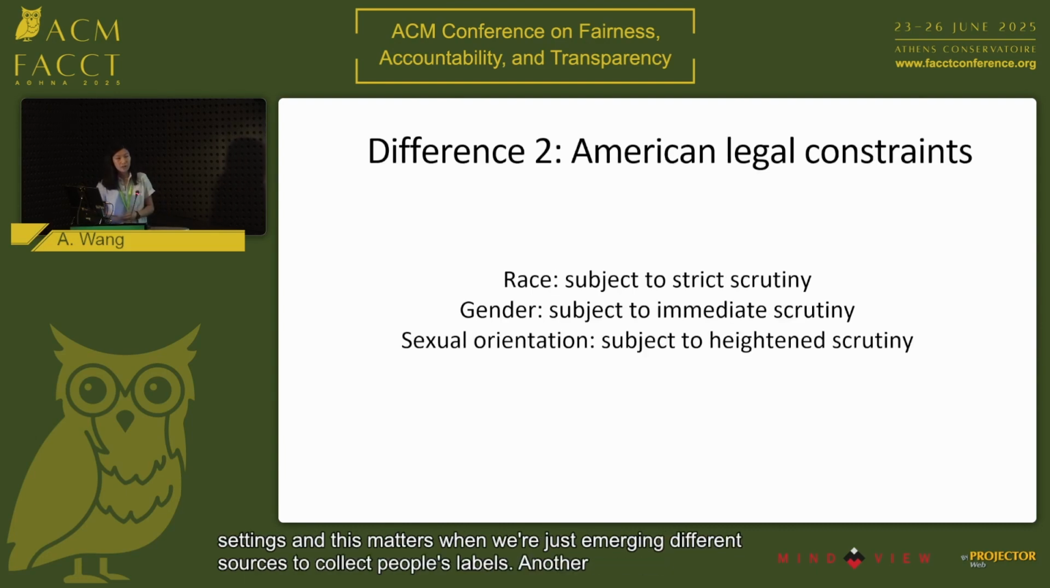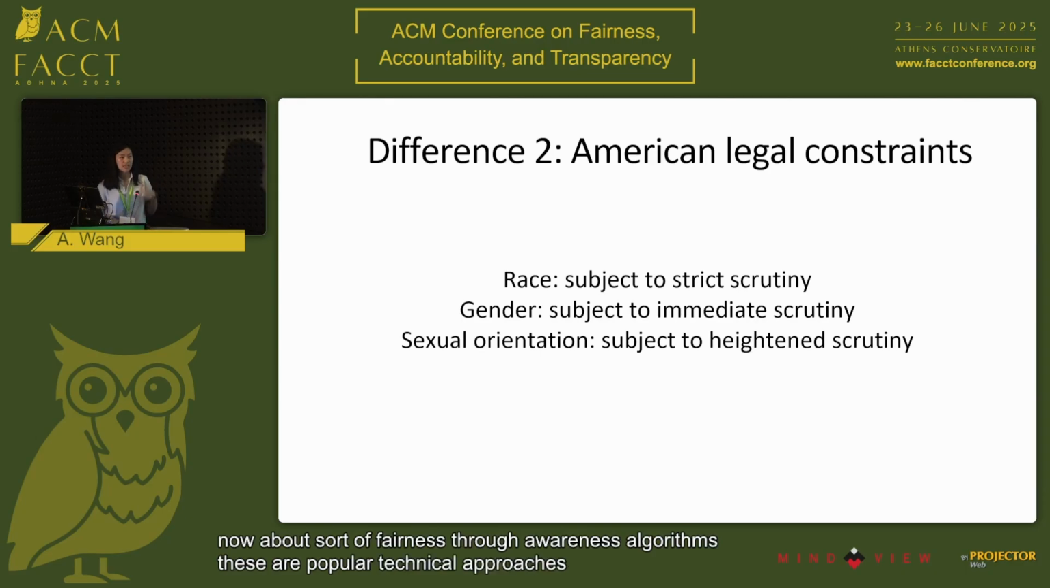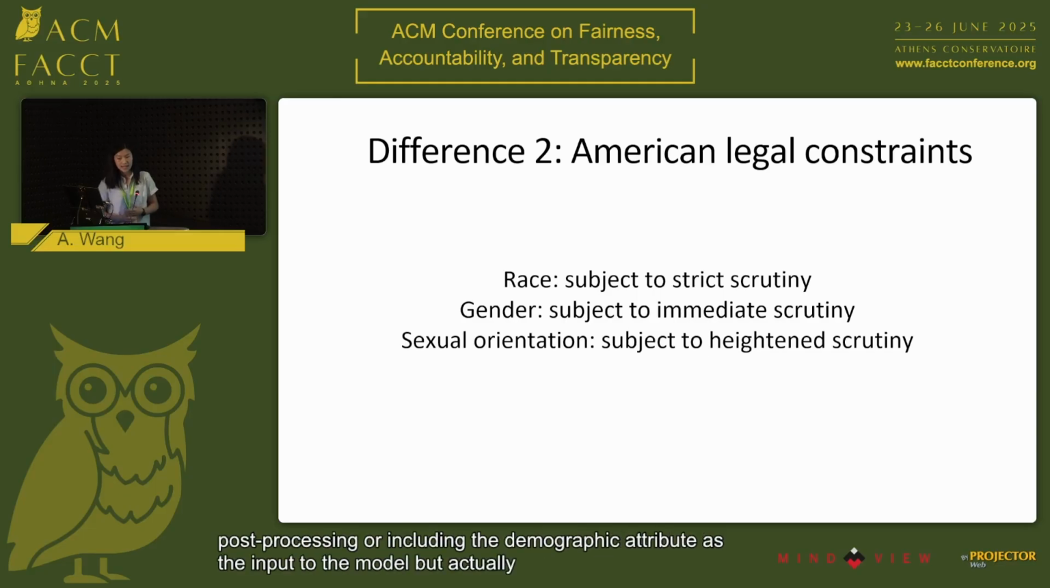Another example is American legal constraints. So we talk now about fairness through awareness algorithms. These are popular technical approaches. It includes things like post-processing or including the demographic attribute as the input to the model. But actually in the American setting, these sorts of algorithms are differently legally permissible depending on the axis.